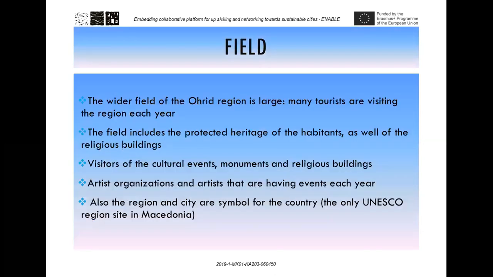And now we are moving on to our case study. The wider field of the Ohrid region is large. Many tourists are visiting the region actually each year. We have between 20, maybe 30,000 tourists, visitors. The field includes the protected heritage of the inhabitants and also the religious buildings. So the visitors of the cultural events, monuments, religious buildings, and also the artist organizations and the artists that are having events each year. But also this region is the symbol of the country of Macedonia because it is the only UNESCO region and only site in Macedonia. So it is very important not only for the inhabitants in the Ohrid region, also for all the inhabitants in Macedonia.